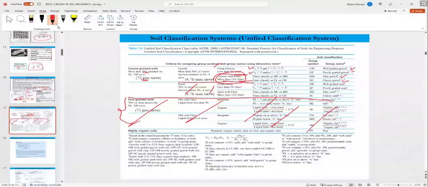Now, for the fine grained portion, let's see the portion.